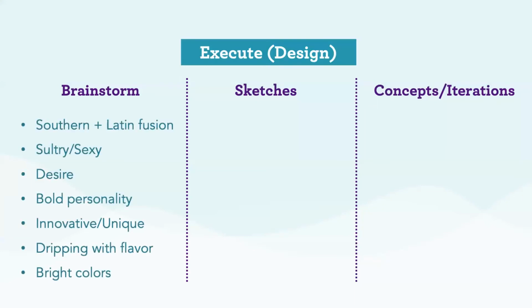So in the brainstorming phase, I jotted down some words from the discovery that I got that were really helpful. So they're doing some Southern and Latin fusion. They're mixing two different types of cuisines together, because one of the owners lives in Atlanta and the other one worked in Miami. So they're fusing these two things together to make a really unique type of cuisine.